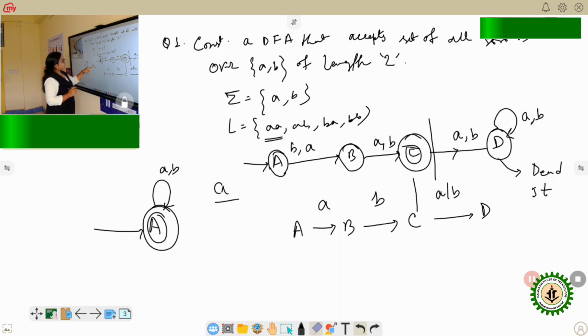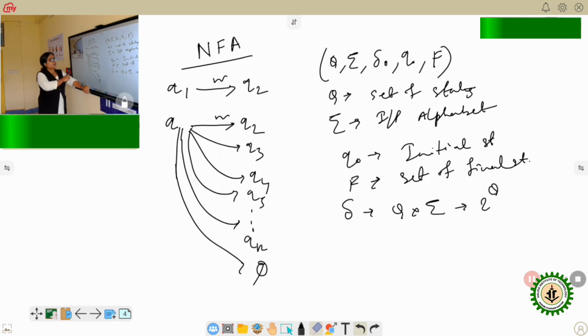But here this A is not accepted by this finite automata. So this is the valid diagram for this question. This is not the valid diagram because A is accepted by this finite automata. Okay. Now come to the next part, that is NFA.